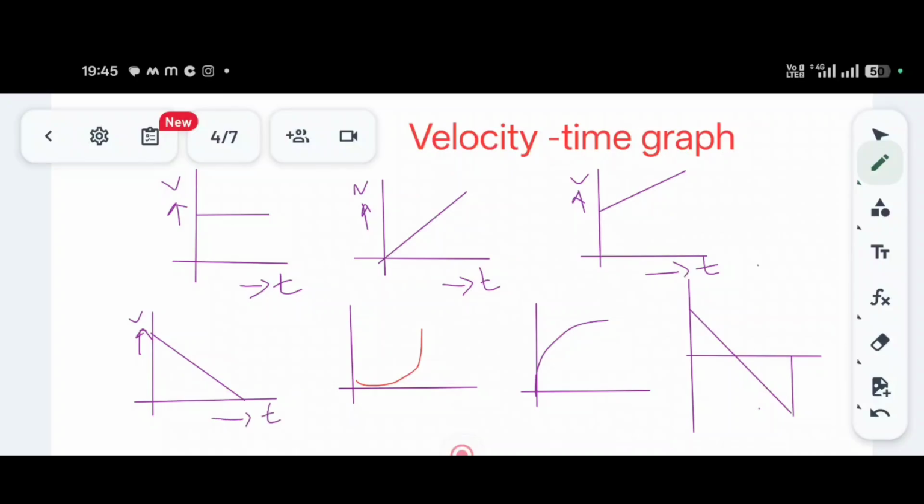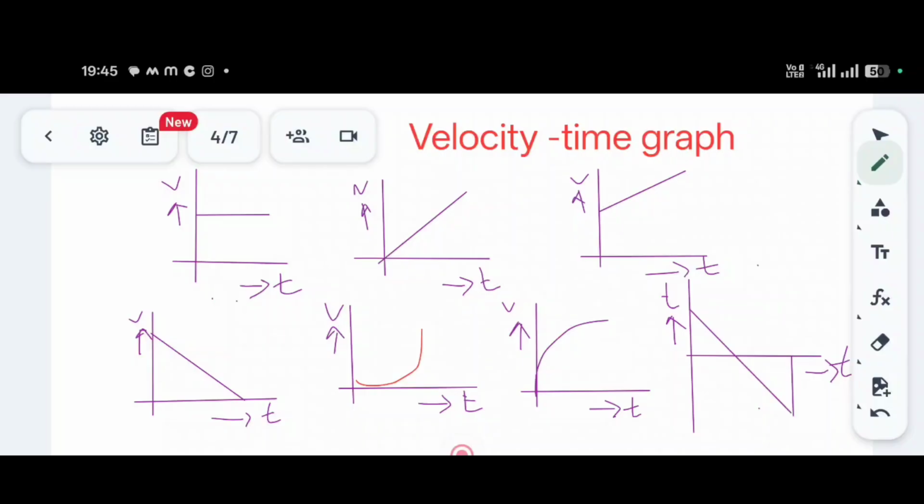So in all the graphs, along the y-axis there will be velocity, and along the x-axis there will be time. Hence it is known as a velocity time graph. Okay, so there are 7 graphs here. The first graph represents the velocity time graph for a body traveling with uniform velocity. It has zero acceleration, hence it has a straight line parallel to the time axis.